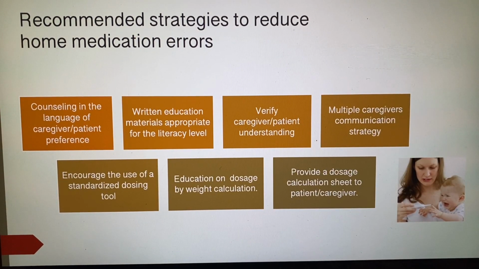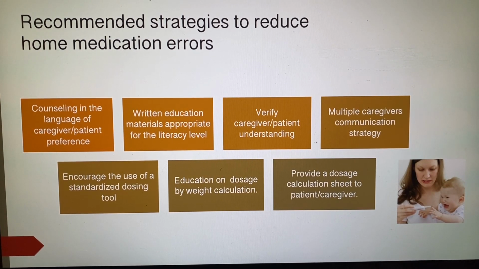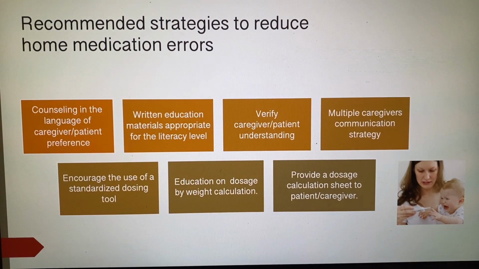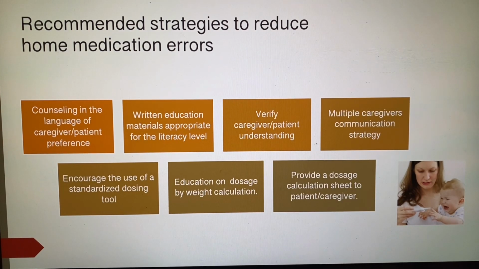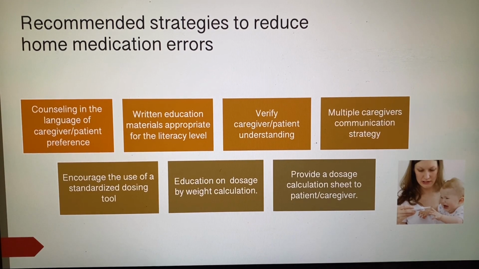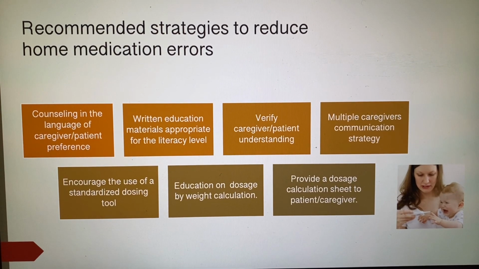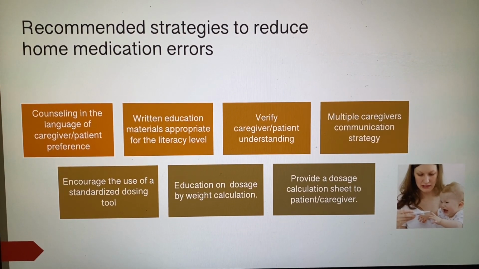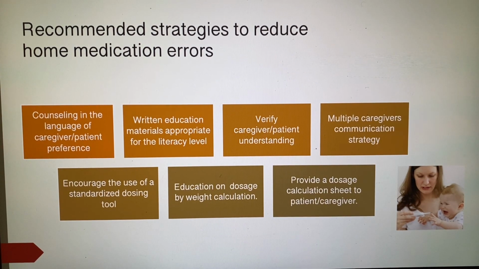Strategies that can be implemented at home to reduce medication errors include counseling in the language of the caregiver or patient preference. This helps with better understanding of the information that is being given. Written education materials need to be appropriate for the literacy level of the patient or caregiver. Verify caregiver or patient understanding of the information or education that has been given. This will help reduce medication errors. This can be done by having the caregiver or patient teach back what has been taught.